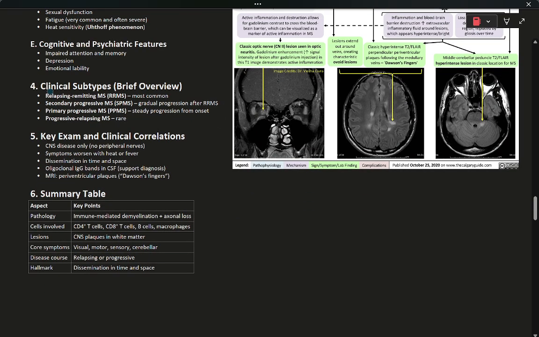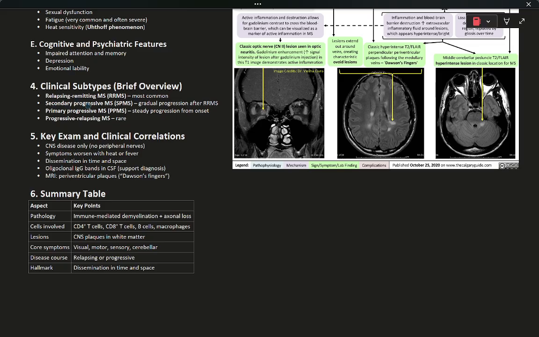So now that we explained all that, let's just review the clinical subtypes of multiple sclerosis. So the most common one is relapsing remitting multiple sclerosis, where the symptoms and signs of multiple sclerosis occur and then they stop occurring, and then they occur again, and that is known as relapsing, and then they slowly stop occurring, and that is known as remitting.